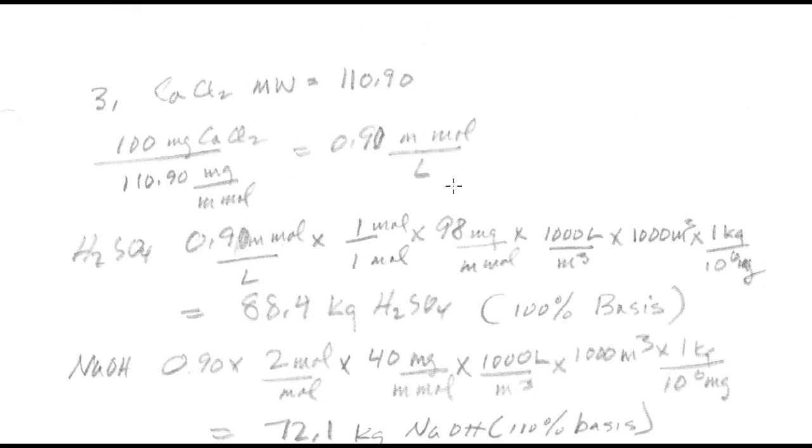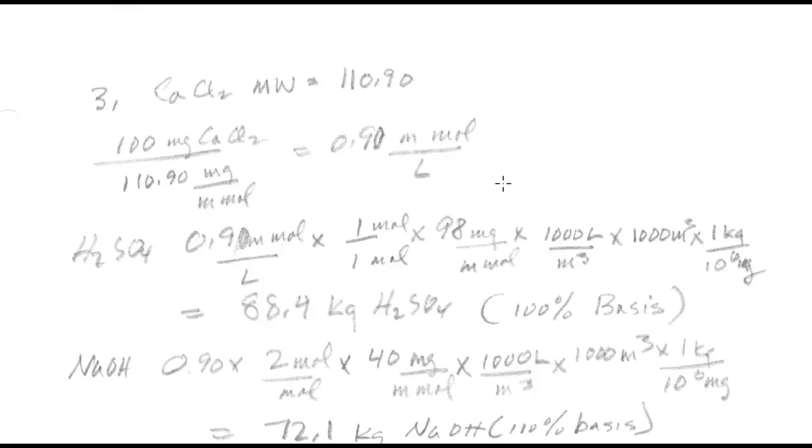Okay, so we're back to calcium chloride. The molecular weight's 110 again. In this case, we have 100 milligrams of calcium chloride. So sulfuric acid molecular weight is 98. So 0.9 millimoles per liter times 98, 1 mole per mole. 1,000 liters per cubic meter for 1,000 cubic meters, and 1,000,000 milligrams per kilogram ends up with 88 kilograms of acid.